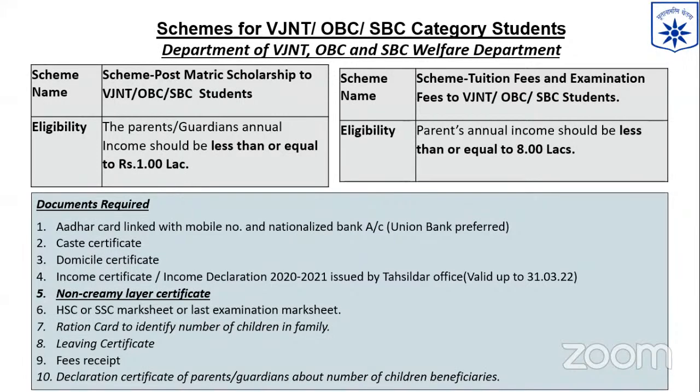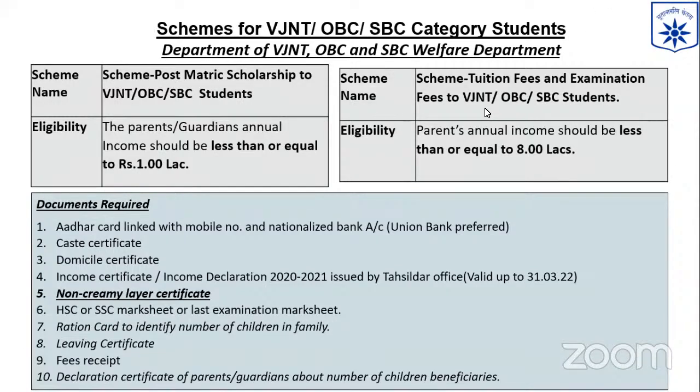So if your parents' annual or yearly income is less than rupees 1 lakh, you can apply for scholarship. But if the parents' annual or yearly income is more than rupees 1 lakh, but it is up to rupees 8 lakhs, you can apply for the Freeship scheme, which is called tuition fees and examination fees.